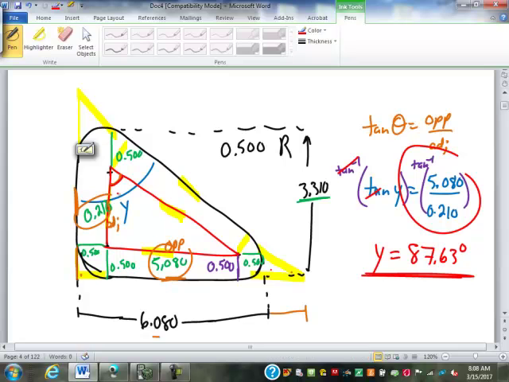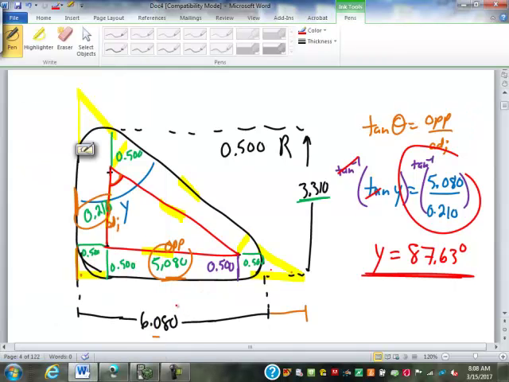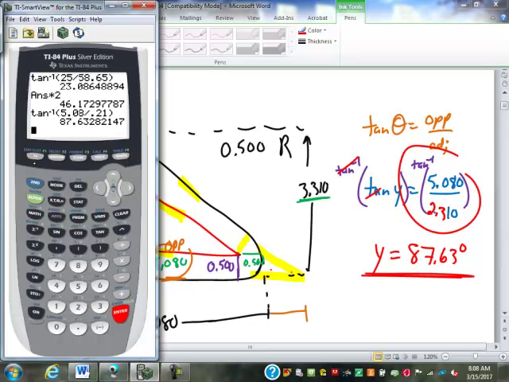So that's why. Something didn't work out right there. You're right, 2.31. Thank you. 2.31 down there makes a big difference. So 5.08 divided by 2.31. 65.55. There you go.